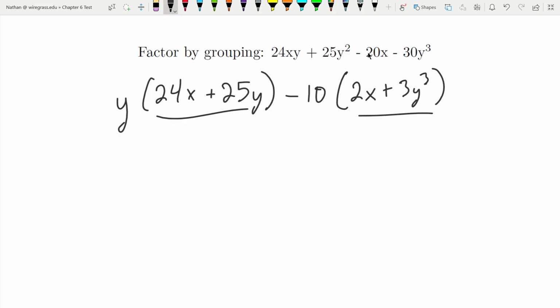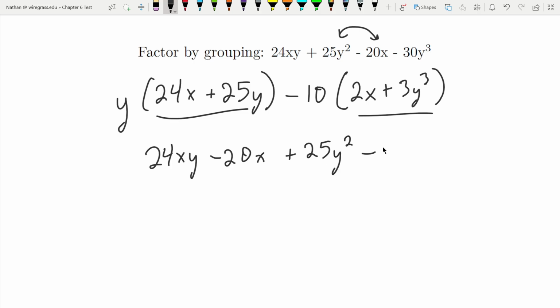So I'm going to flip these two middle terms and see if that helps me out. So 24xy, that stays the same. We get minus 20x, then plus 25y squared, then minus 30y cubed. Okay, now I'm going to redo the whole factor by grouping process.